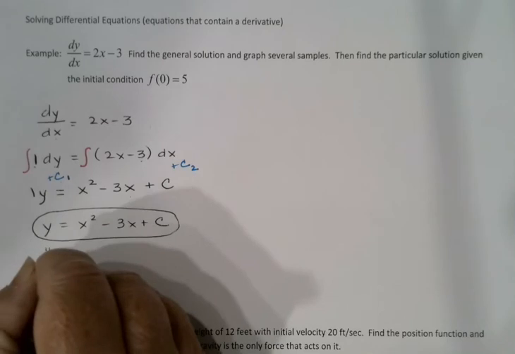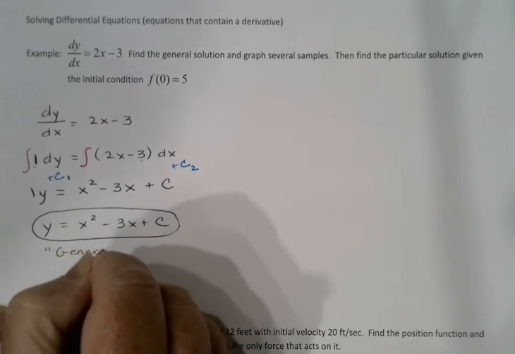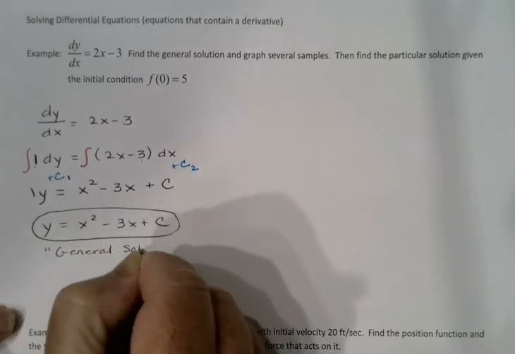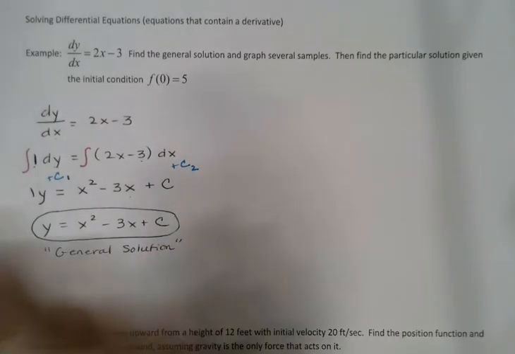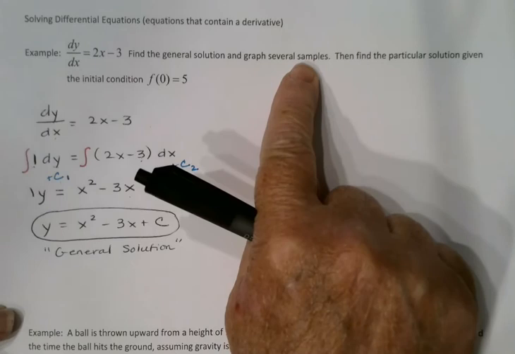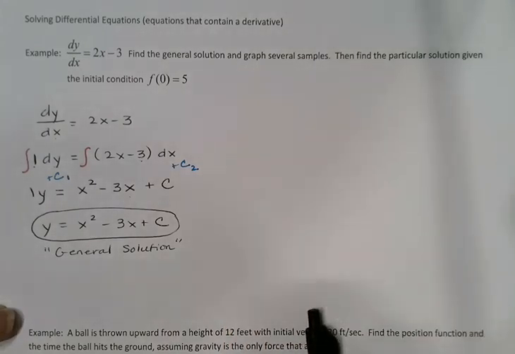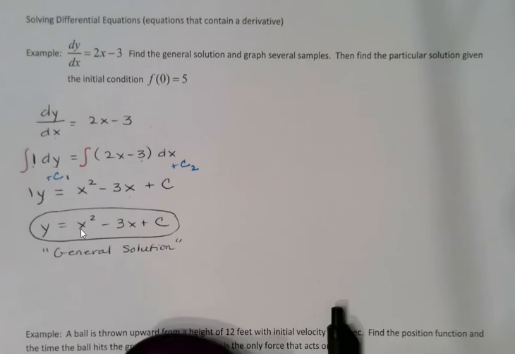This is what's known as the general solution. It's got the plus c in it. And it says here to graph several samples. I'm just going to go ahead and do that on Desmos. So when we graph, we'll go ahead and graph y equals x squared minus 3x, and then we can pick some different values of c in order to tell what this looks like for various c values.